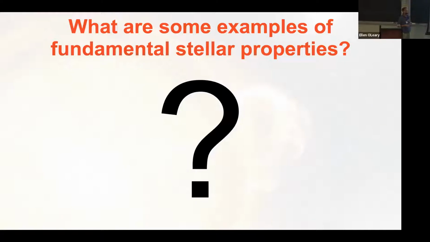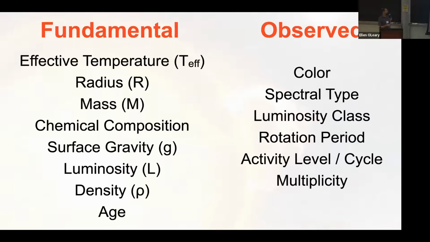Mass, fantastic. What else? Temperature, age. What else? Metallicity, radius, fantastic. Yes, I think we've hit all the important ones. So these are the fundamental properties that we might want to know. We want to know the temperature. We want to know how big the star is. We want to know its mass. We want to know its metallicity, chemical composition, and other parameters related to it: surface gravity, luminosity, density, and very importantly, of course, age.